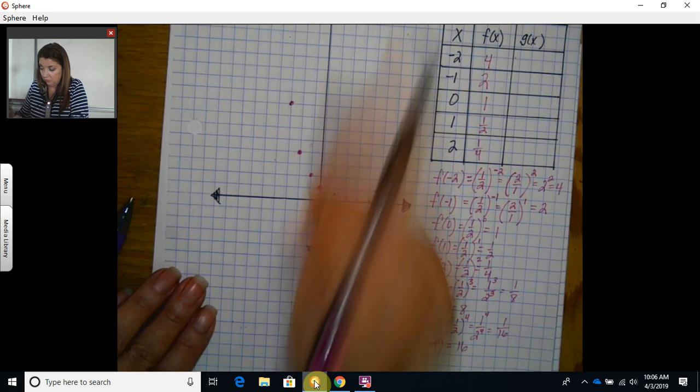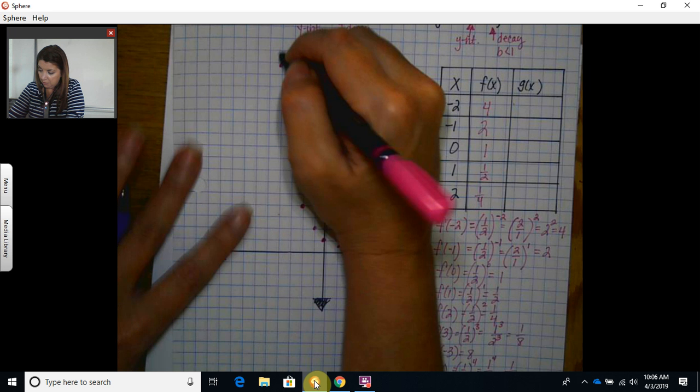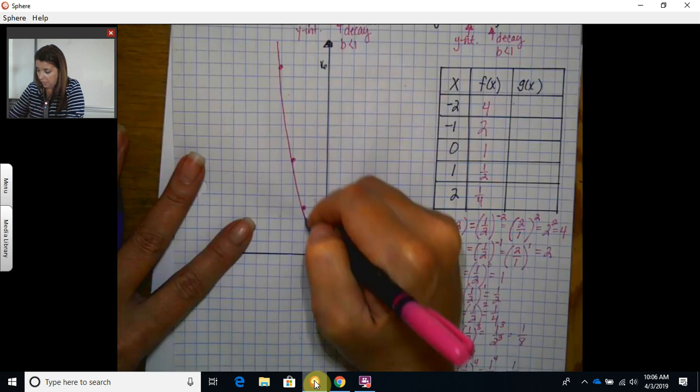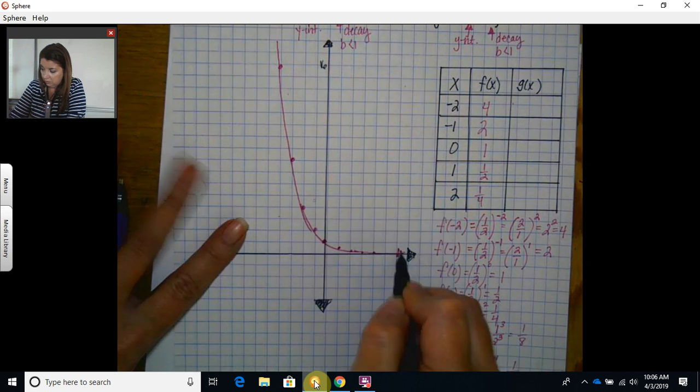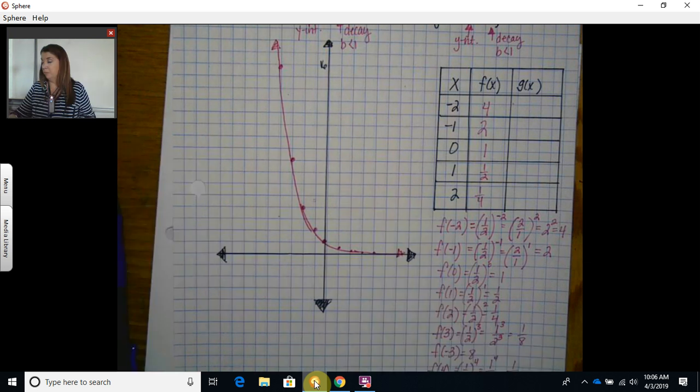So again, you can see that my asymptote is going to be at y equals 0 again. And we said it was going to be a decay. We can tell graphically it is. We can tell by the table it is. As x increases, my y values decrease, right?